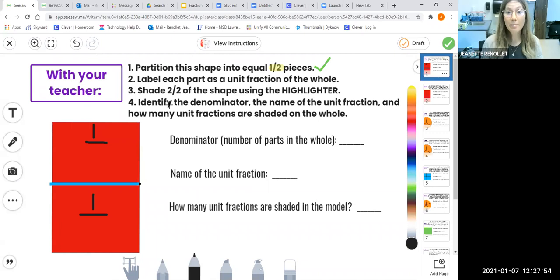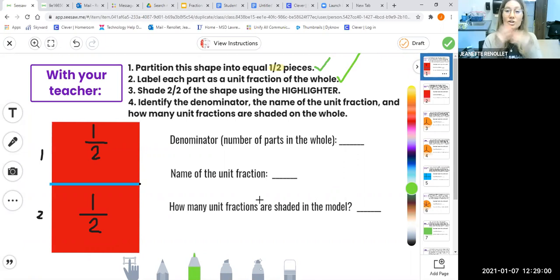Then I know that the denominator tells me how many equal parts. I have 1, 2 equal parts. So I can label my denominator as 2. 1/2 is the unit fraction for this model. Check that yours matches mine. I have just labeled each part as a unit fraction, so we just did direction number 2. I'm going to check it off my list. I just did step 2.